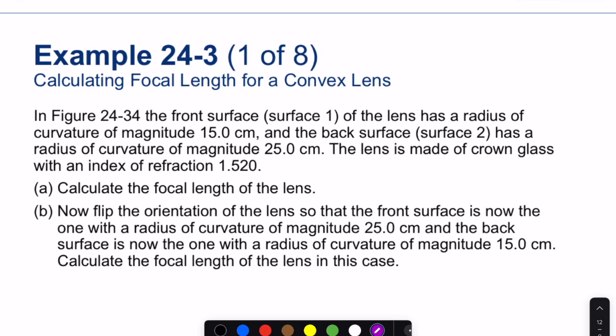We're going to do a bunch of examples in a row using the lens maker's equation, and then for the last example, we'll be using the lens equation / mirror equation. So this is for lens makers because we're going to be calculating a focal length. If you're calculating a focal length, you are using the lens maker's equation.